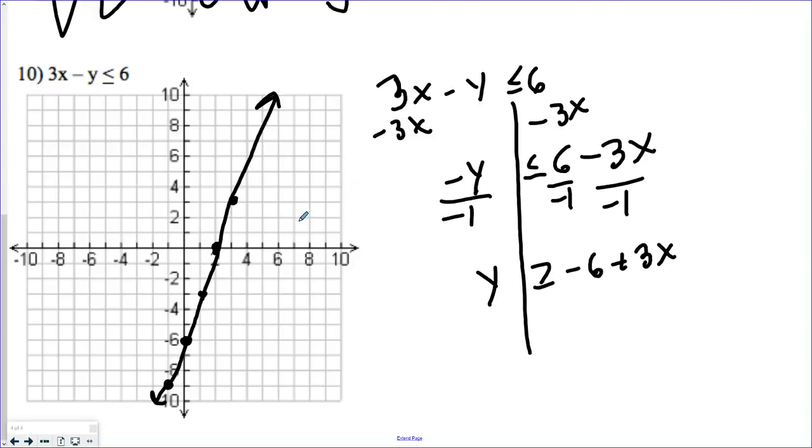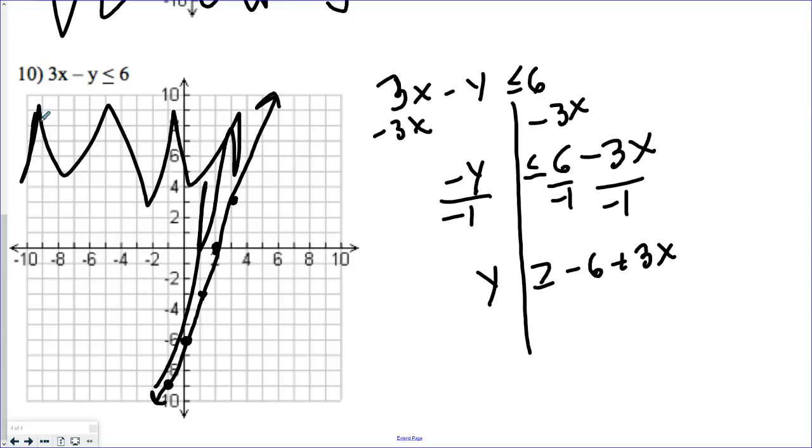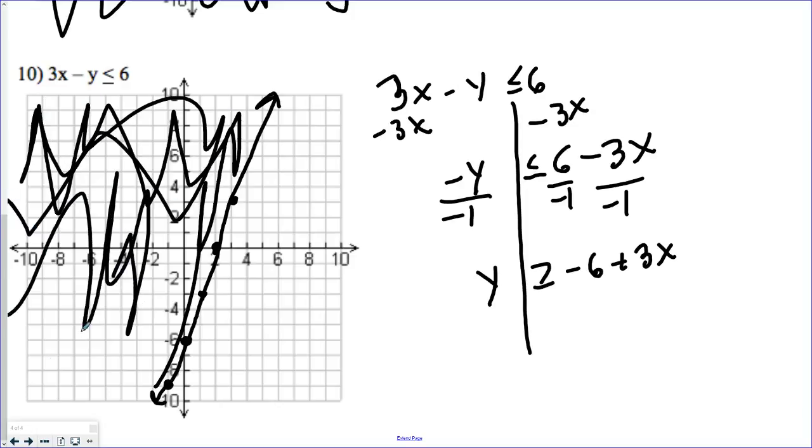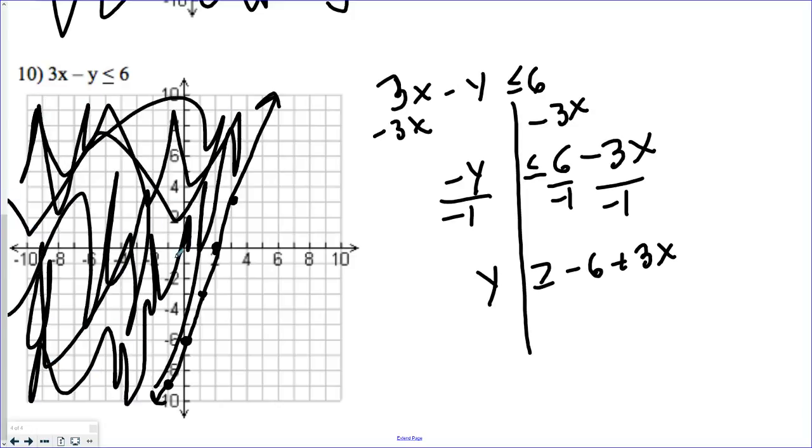And then you need to think about where to shade. Well, it says y is bigger than or equal to. So y is greater than, y is more than. So I'm going to shade up from the line. So you can put your pencil or pen on the line and just kind of draw an arrow up, and that's the part that you shade. Or conversely, you can draw an arrow down if you're doing less than, and that'd be the part that you shade.